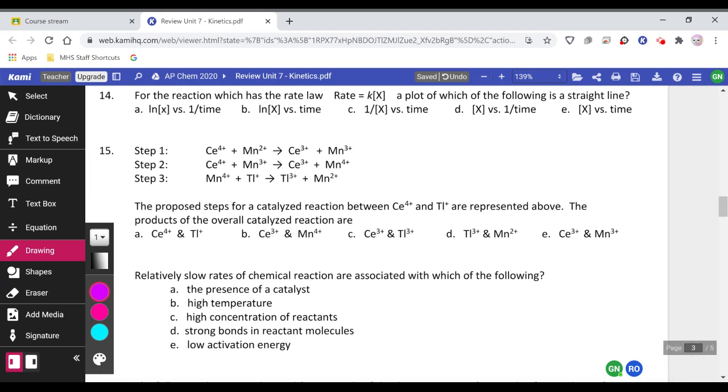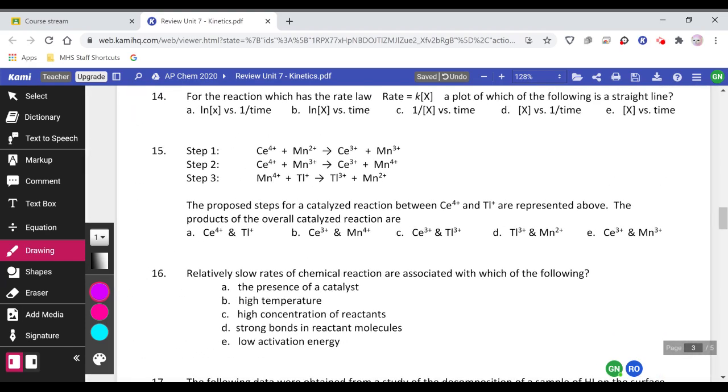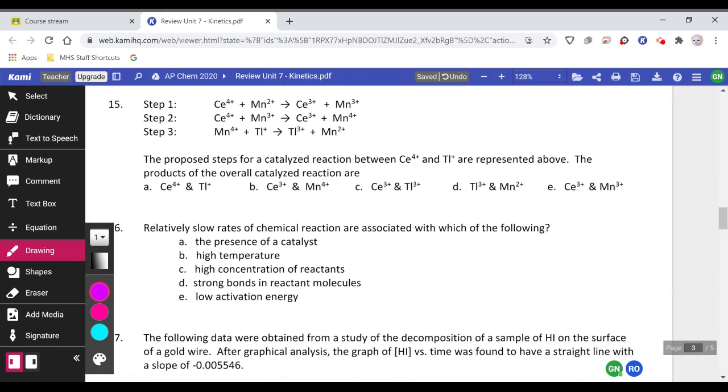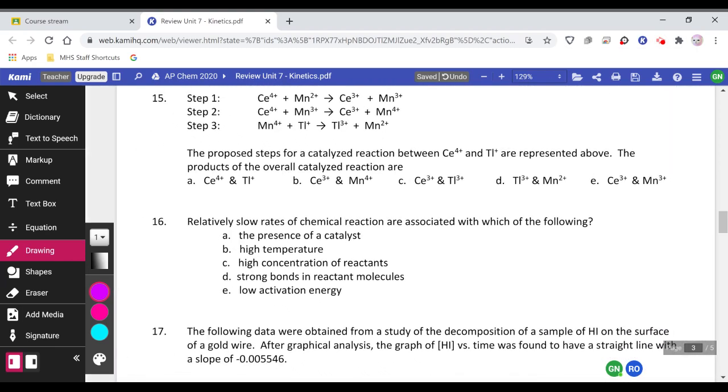14, for the reaction which has the rate law, rate equals K times the concentration of X, a plot of which of the following would be a straight line? Okay, so for first order, the natural log of X versus time would give us a straight line because it's first order.